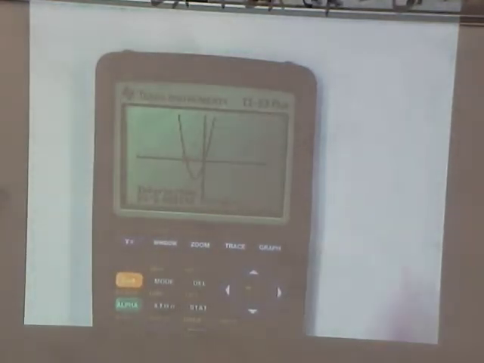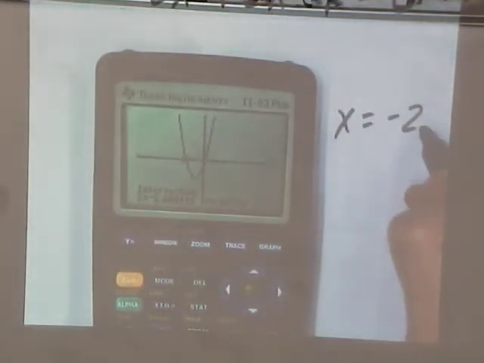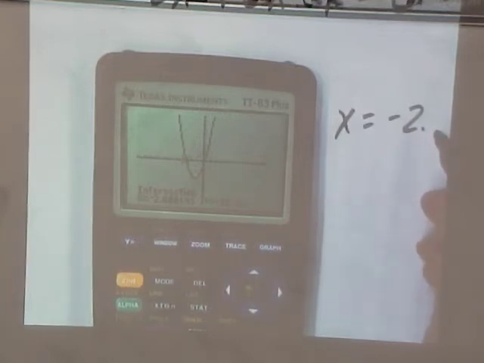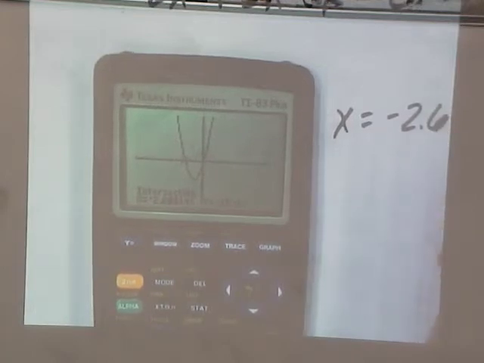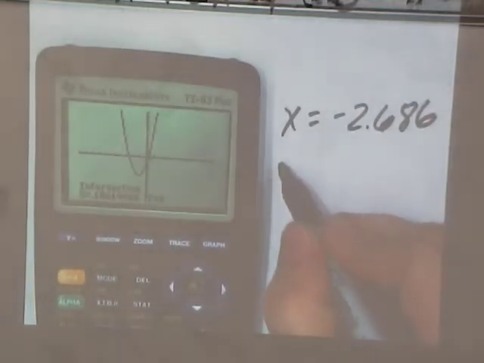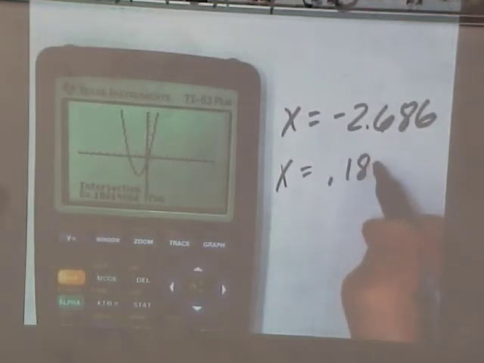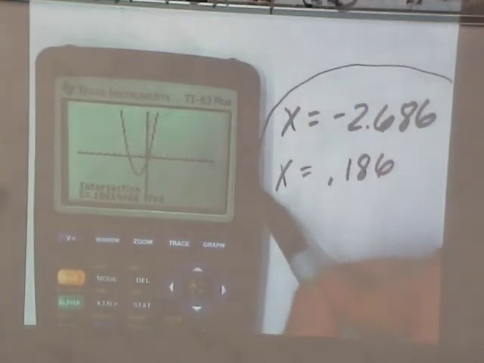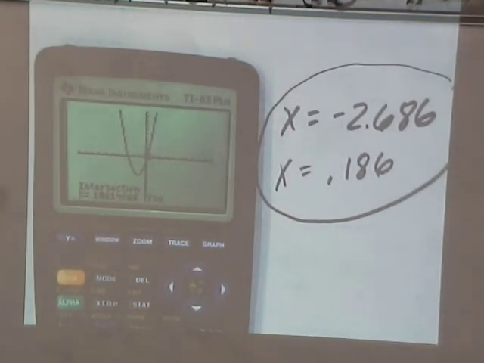It looks like x is equal to negative 2.686. Yes, sir. And then second calc, intersect, move the cursor close to the other intersection point and hit enter 3 times. We get x is equal to 0.186. So those 2 answers. Questions?